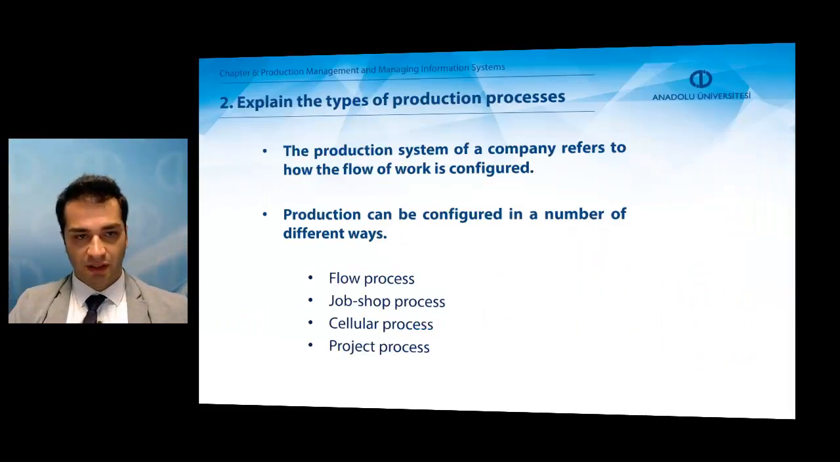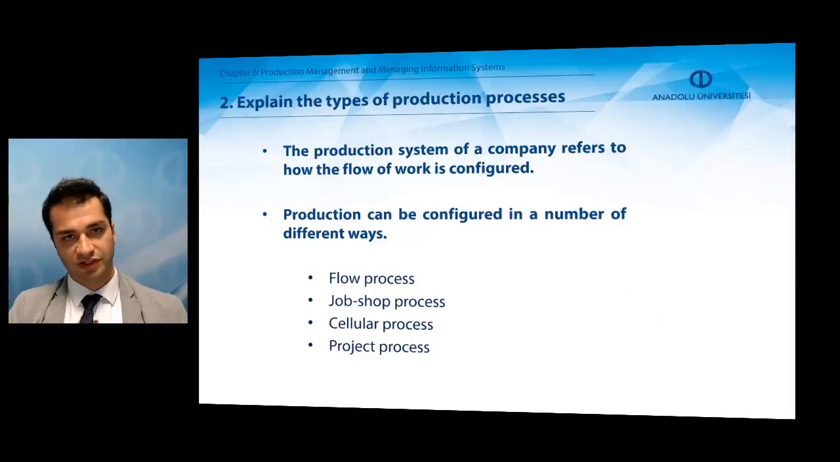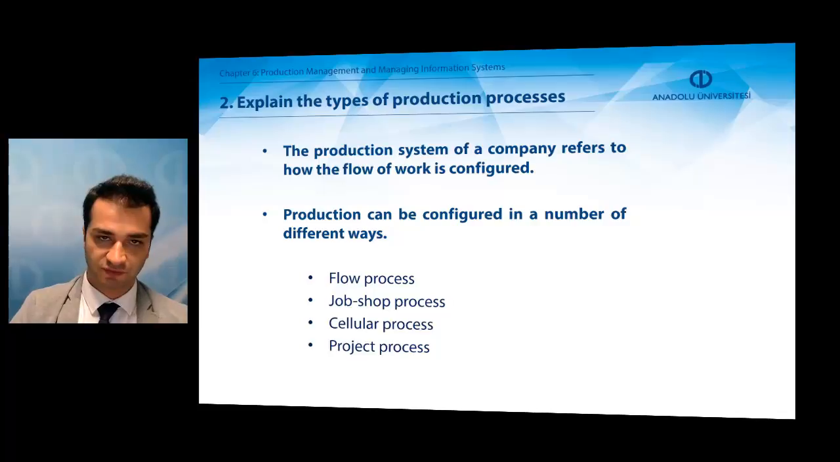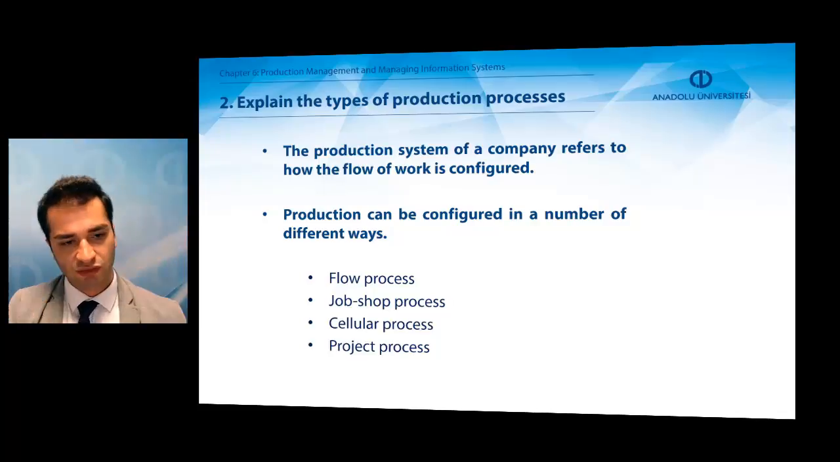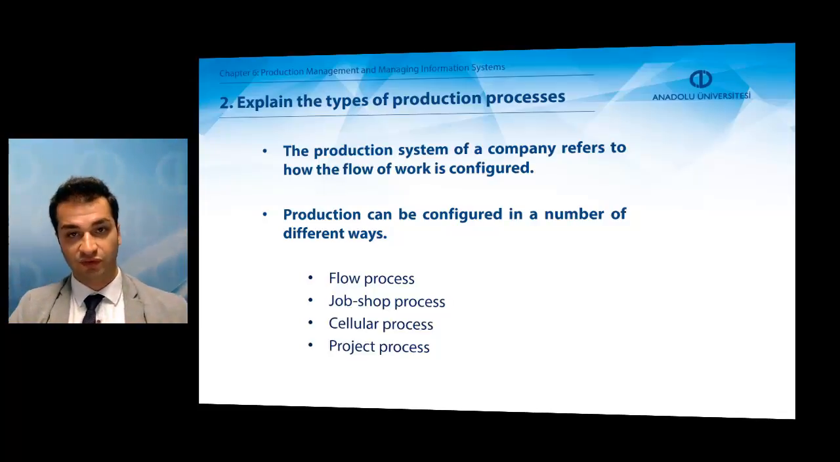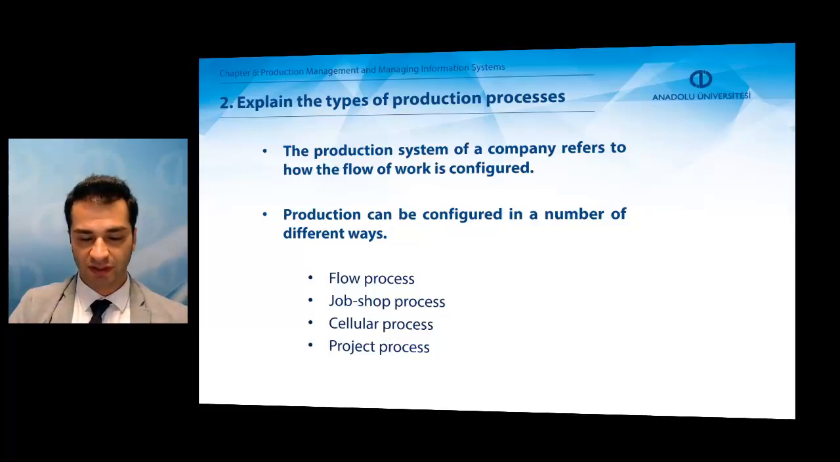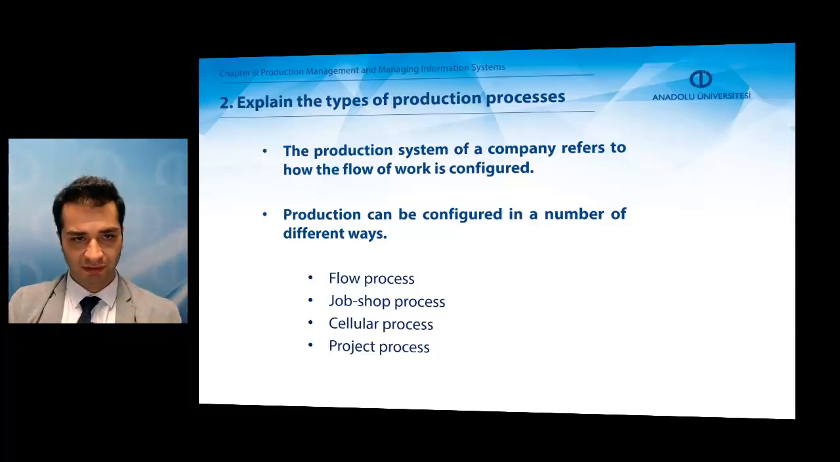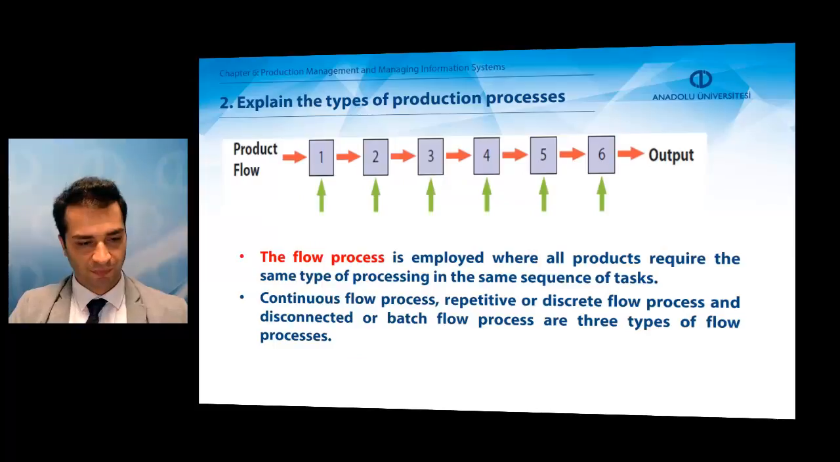In the second part, we will talk about the types of production processes. The production system of a company refers to how the flow of work is configured, and that definitely differs from company to company. Production can be configured in a number of different ways depending on the nature of the product, the customer requirements, and the available technology. So here we have the four main types of production, and let's look into them.